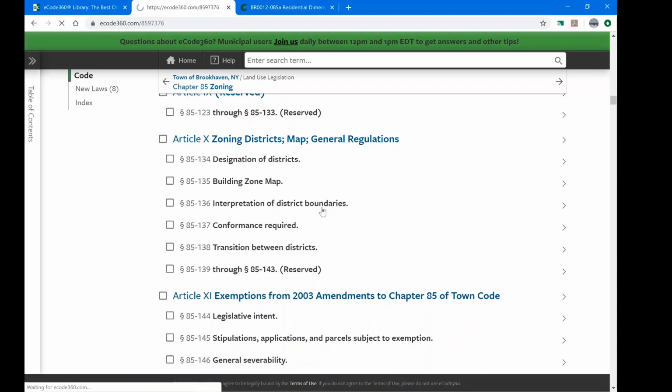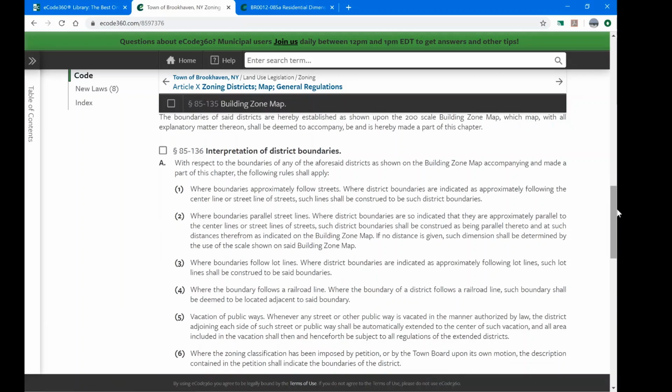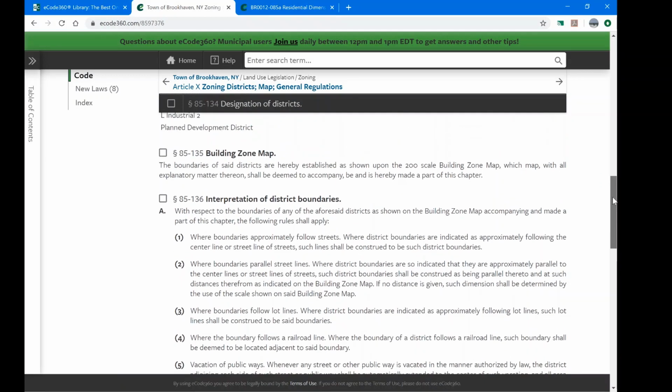The building zone map, you'd expect it to pop up and show you a map, but that's not the case. They don't provide that for you online. You have to go down to the town assessor's office at the town hall to actually see the map. And that map has the layout of all the districts that are there.